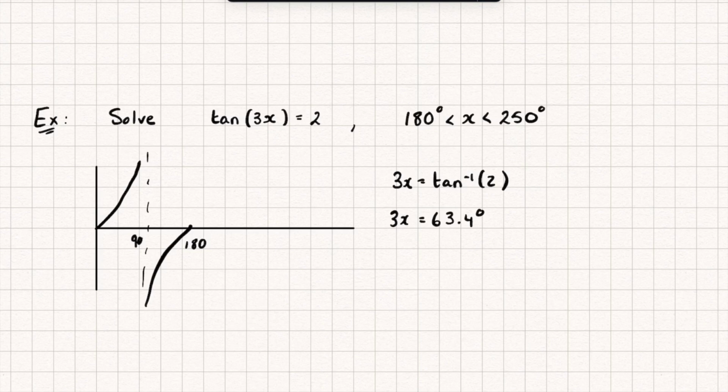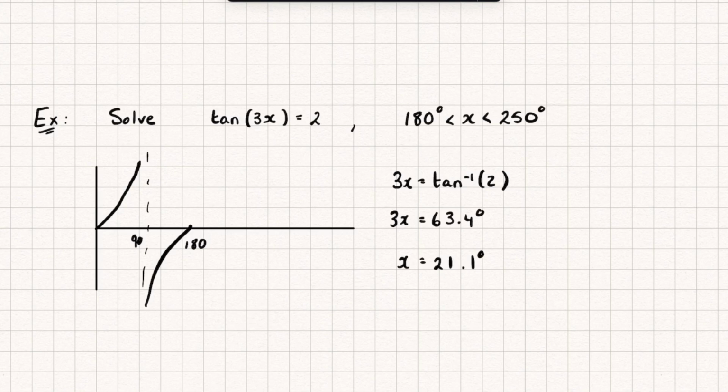You could, if you wanted to, add on 180 degrees to this solution, then divide them both by 3. But remember, like we've said, because there's only one solution in each period of the graph of tan of x, you don't need to worry about it. So we can go ahead now and divide both sides by 3. And if I divide 63.4 by 3, it's going to give me 21, let's say 0.1 degrees, to 3 decimal places.